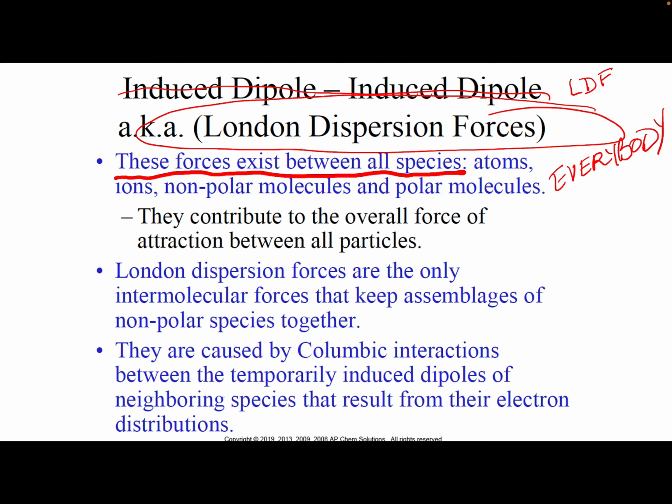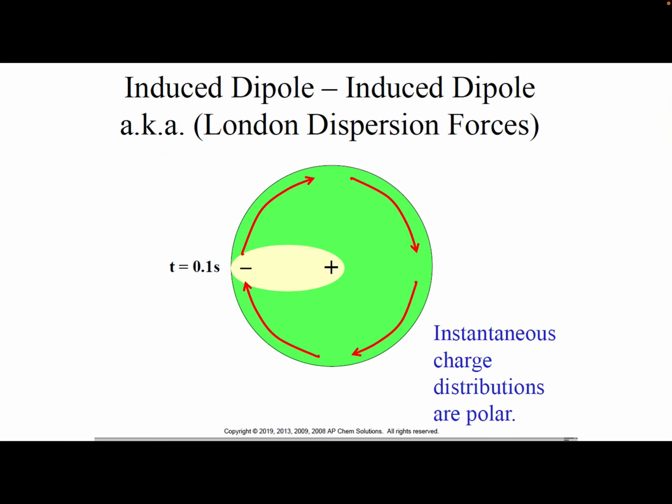And basically, if you have two nonpolar species, if you take a nonpolar solid and you dissolve it in a nonpolar solvent, you're only going to have London dispersion forces. And it's because of those temporary induced dipoles from neighboring species, basically. So London dispersion forces, we're going to call them. And this kind of shows you sort of what it looks like.